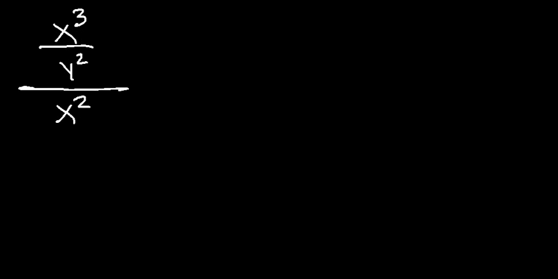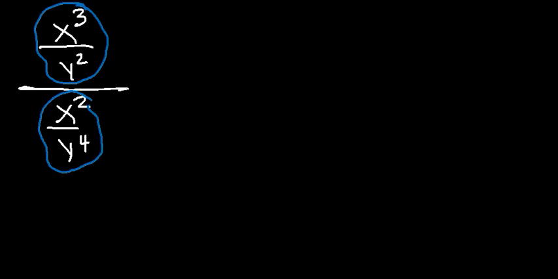So now what about complex fractions? How can we simplify that? So let's say you have x cubed over y squared divided by x squared over y to the 4th. Now notice that we have one term in the numerator of the big fraction and one term in the denominator of the big fraction. When you see that, use keep, change, flip. But first, let's rewrite it.